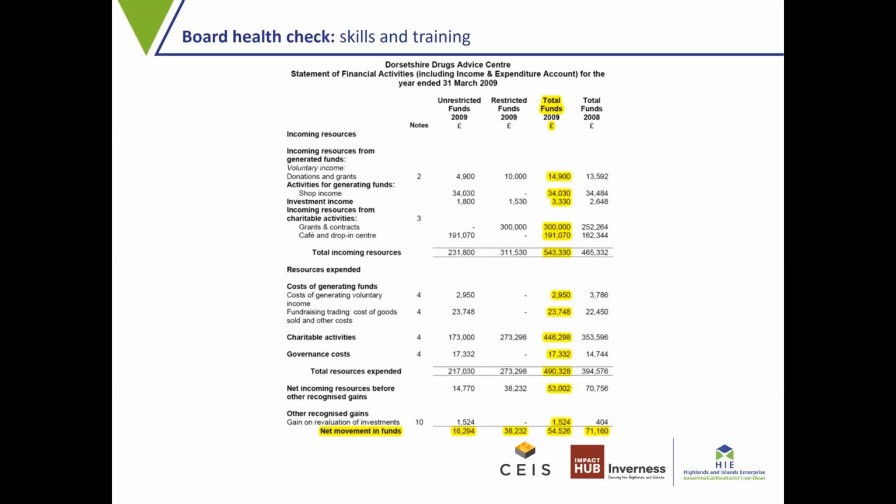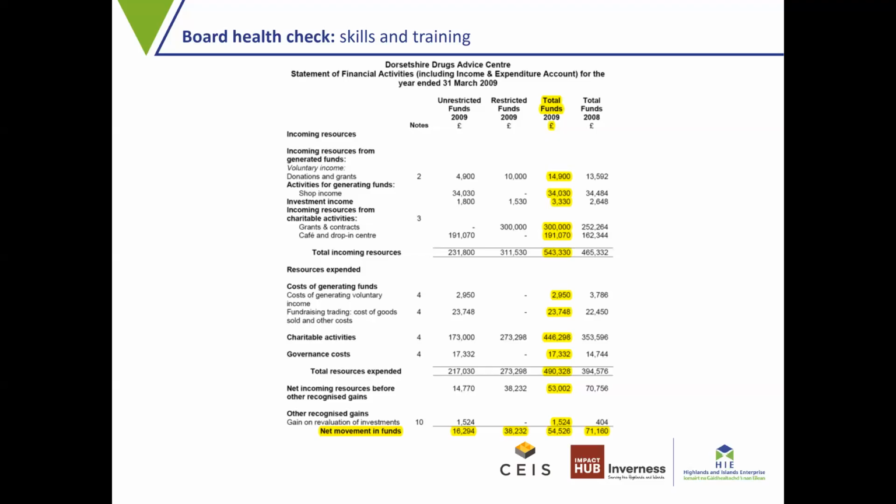Number three, total columns are shown for both the current year and the previous year. Number four, figures for both income and expenditure are shown over broad categories. And number five, there is a notes column. This refers to notes which show more detail and income and expenditure analysis.